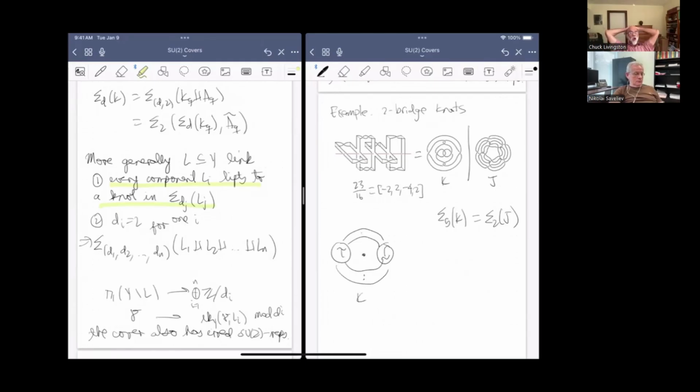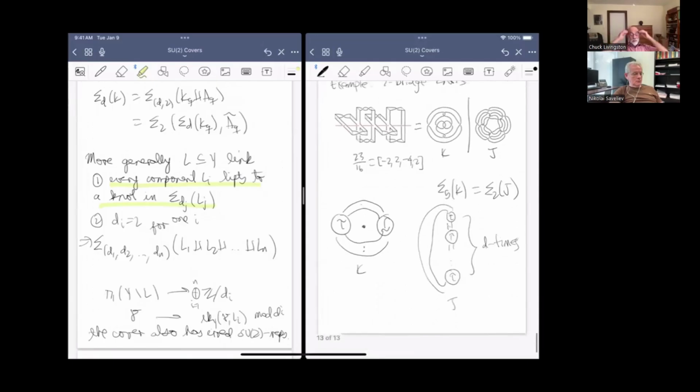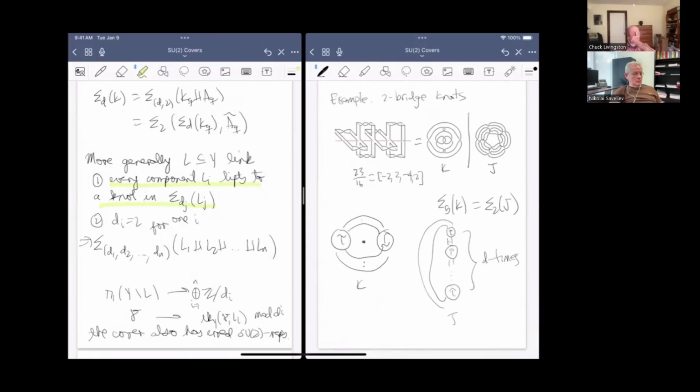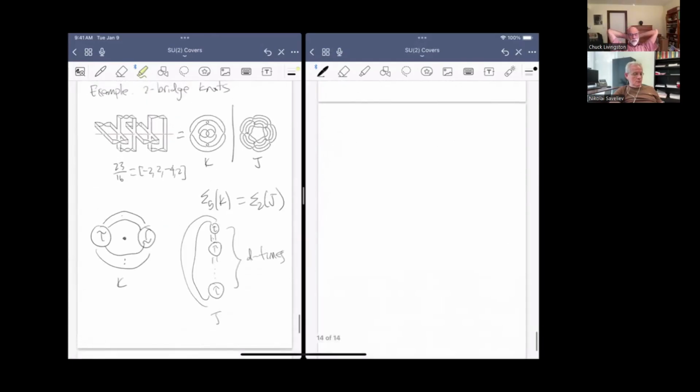And so if you have a D-fold cover, to get J, what you take is this tau, this tangle, but you take it D times, and then close it up. And that's how you get the J in general. Okay, so that's that. It's a simple condition on knots, or at least a condition that can be checked in many ways algebraically. And yet we get the existence of SU2 representations.